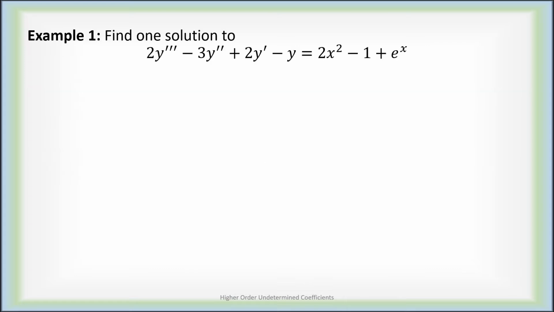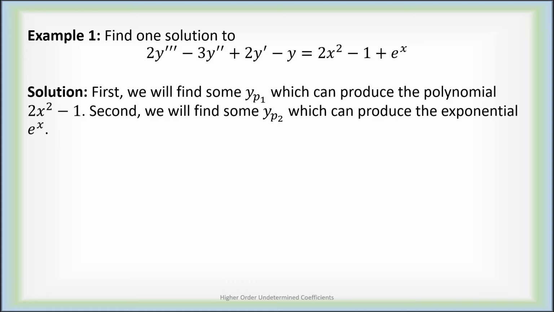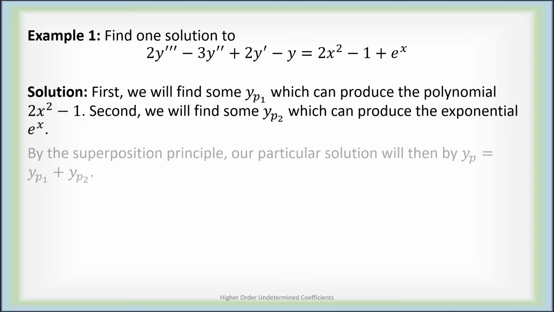As a first example, let's just find one solution to this differential equation. Now pay attention to the forcing function. It's a polynomial, 2x squared minus 1, plus an exponential e to the x, and those are different sorts of things. So we're going to find a yp1, which in the differential equation will produce the polynomial 2x squared minus 1. Then we're going to find a yp2, which in the differential equation produces the exponential e to the x. By the superposition principle, the particular solution we're looking for will simply be the sum of those two things, yp1 plus yp2.